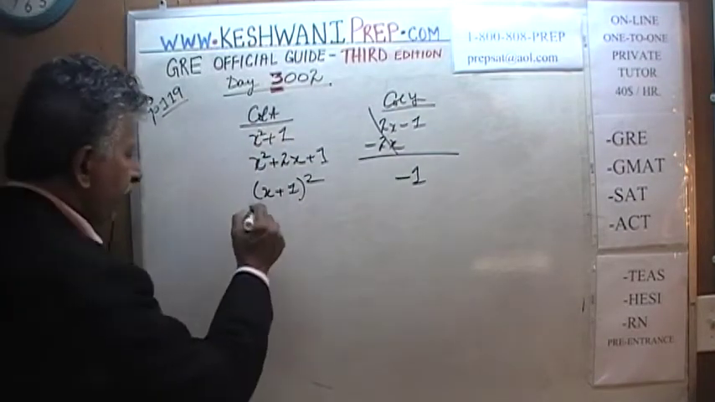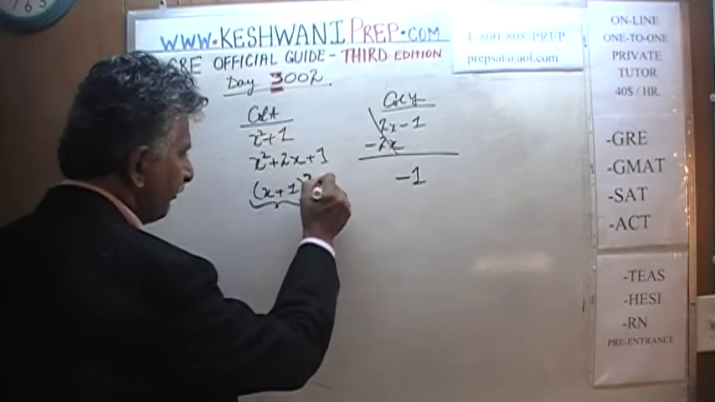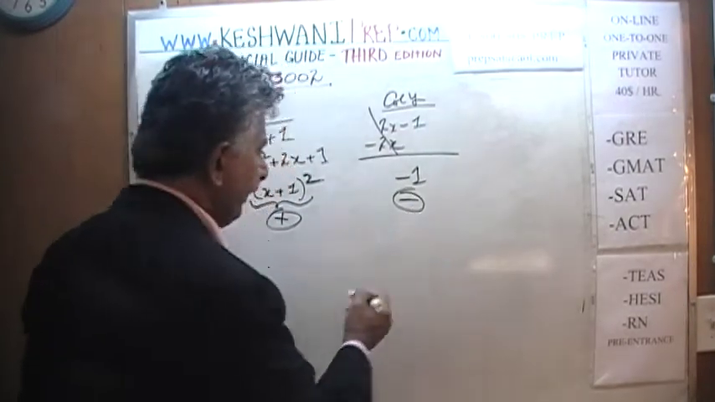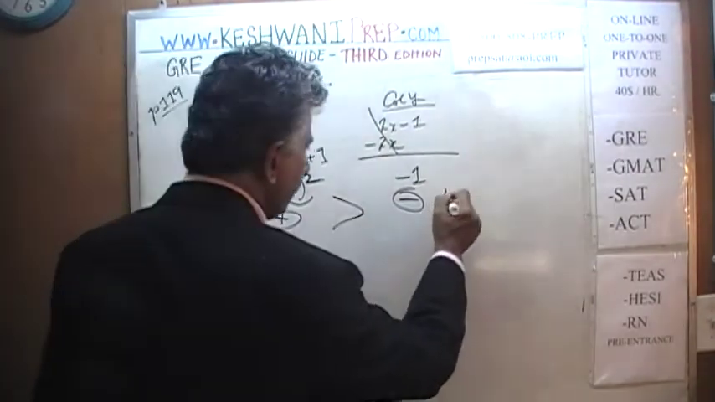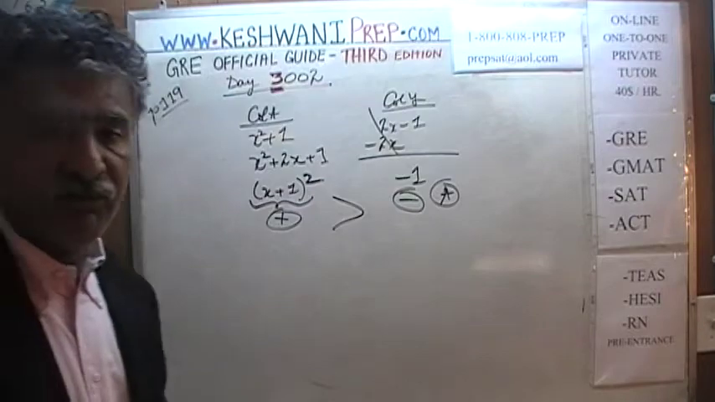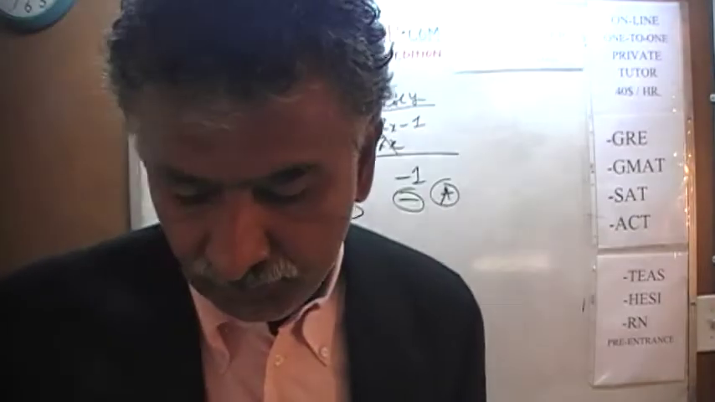What we have to understand now is that this quantity, because it is being squared, is always positive. And this quantity is negative 1, a negative quantity. Of course, positive is going to be more than negative. The answer is A. This was one way of doing it. This is how the book explains the problem.